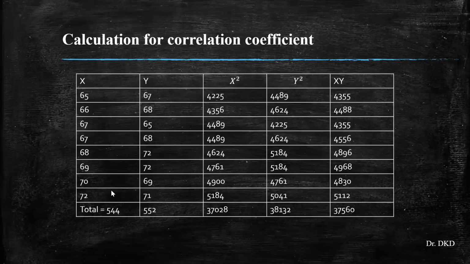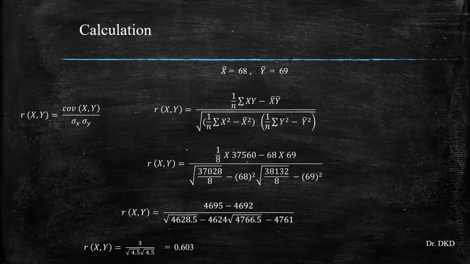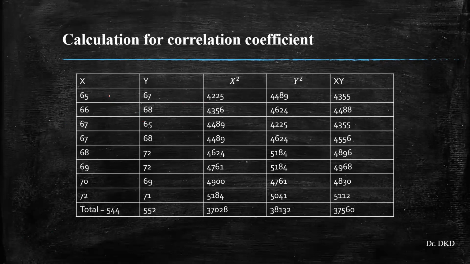First of all, we have to create this table, where x is already given in the question and y is already given in the question. X is the father's height and y is his son's height. So always keep in mind the formula for correlation between x and y. Once we know this formula, what is the formula for this?